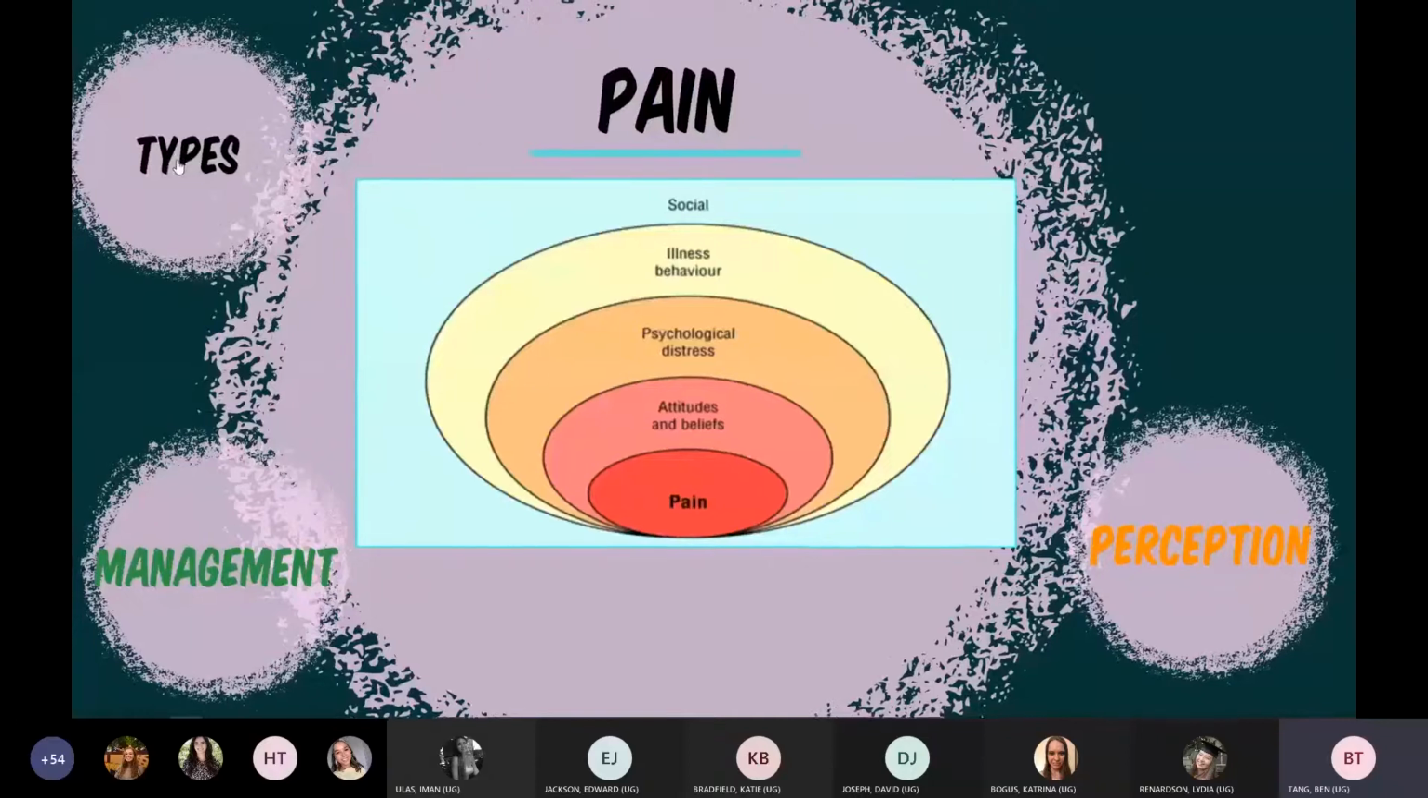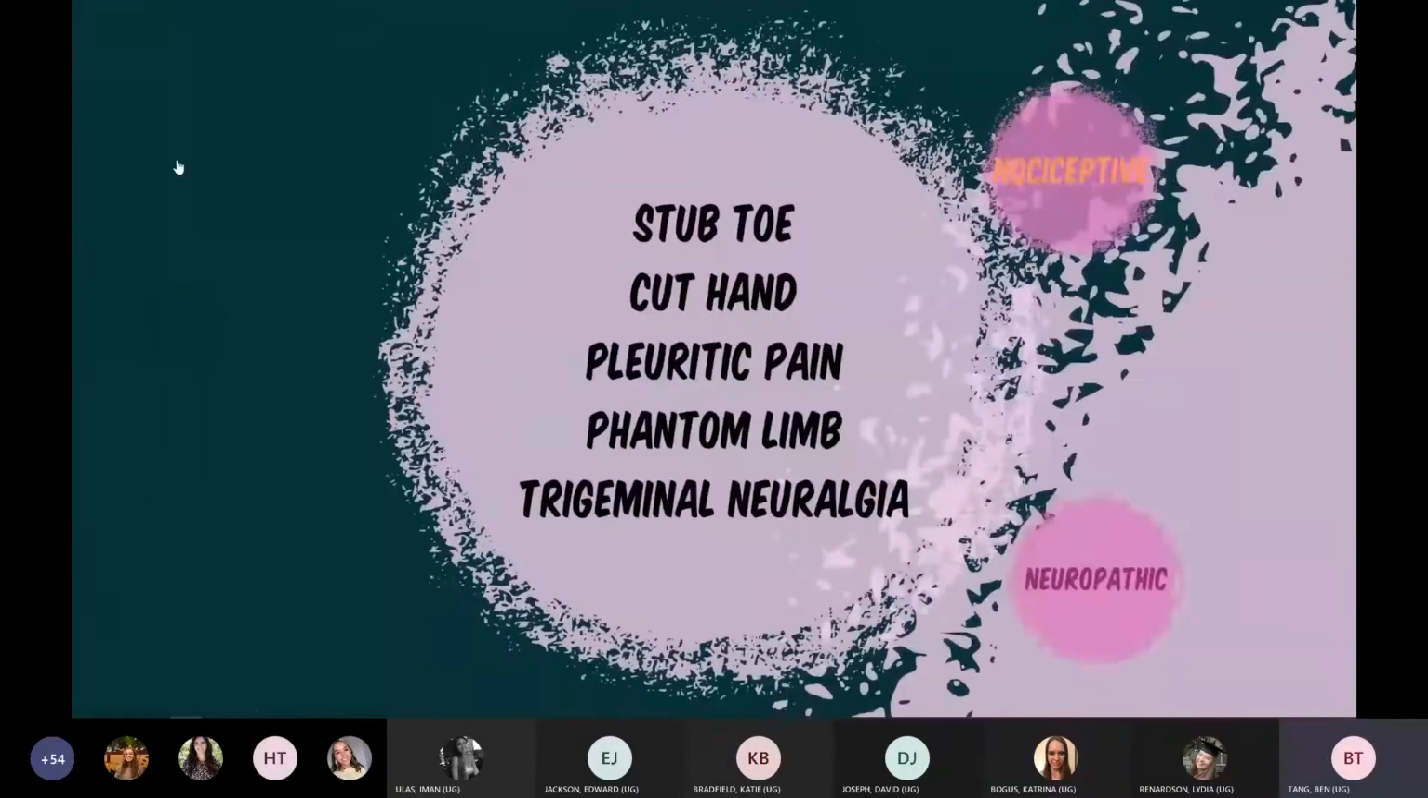But to focus on pain itself, there's basically two main types of pain. There is nociceptive pain and neuropathic pain, right? One being the direct trauma of a cell or tissue, which is nociceptive, and neuropathic being the actual damage to the neurons that send these pain signals. These result in two different types of pain, right?